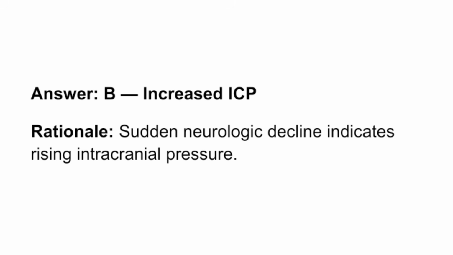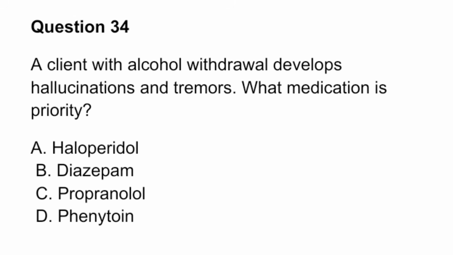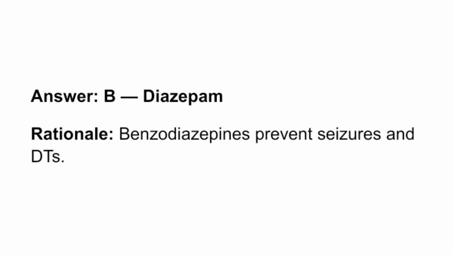Answer: B. Increased ICP. Rationale: sudden neurologic decline indicates rising intracranial pressure. Question 34. A client with alcohol withdrawal develops hallucinations and tremors. What medication is priority? A. Haloperidol. B. Diazepam. C. Propranolol. D. Phenytoin. Answer: B. Diazepam. Rationale: benzodiazepines prevent seizures and DTs.